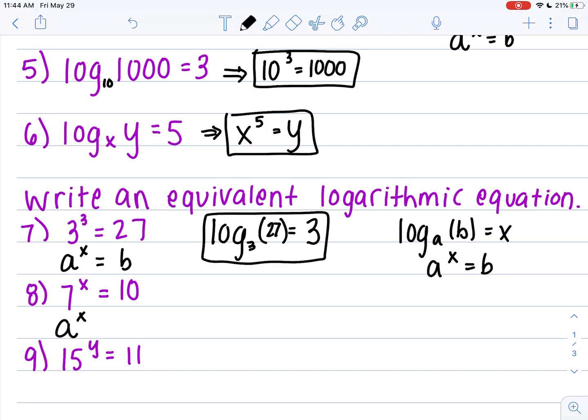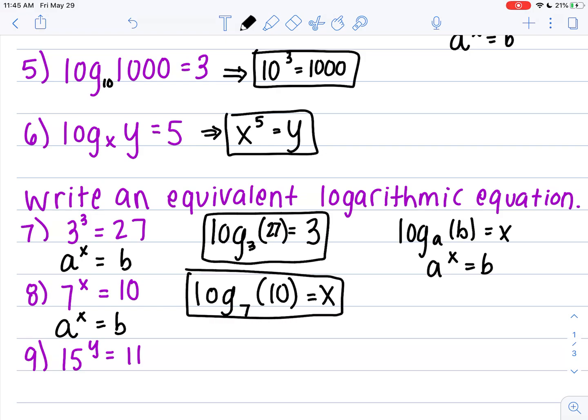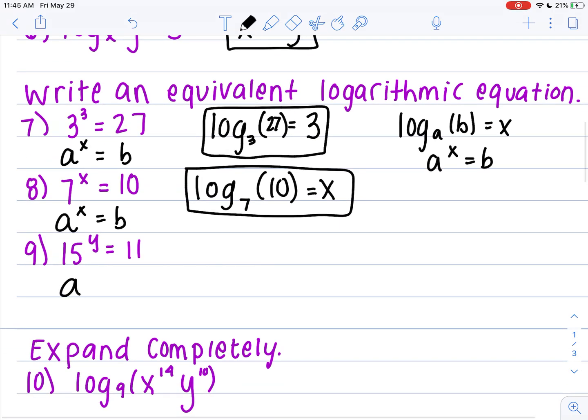Again, this is written in the form a to the x equals b, so we have to write it as log of a, which is 7, so log base 7, and then b, which is 10, equals x. And do you see how we can write it backwards? 7 to the x equals 10, just like we were writing before. So you can go back and forth with these. Again, this is like a to the x equals b. So it's going to be log of a, which is 15, parentheses b, which is 11, equals y.